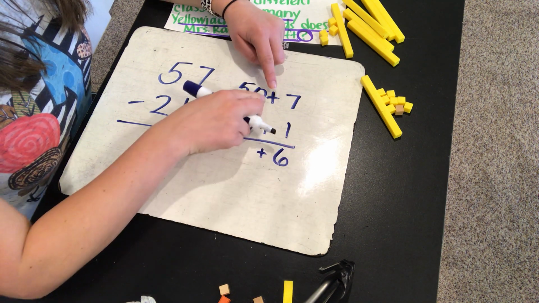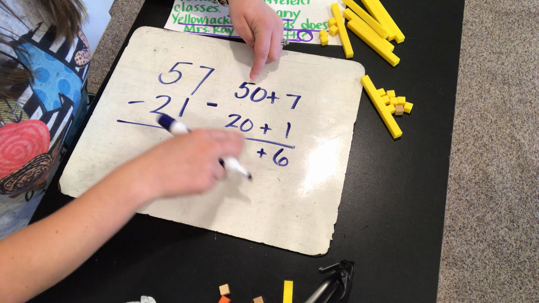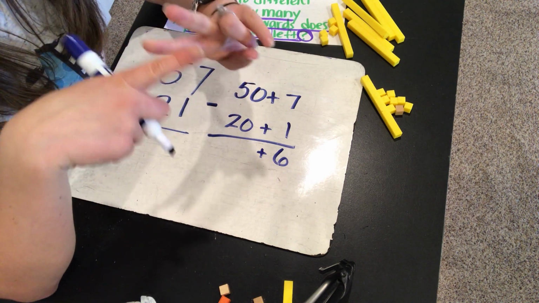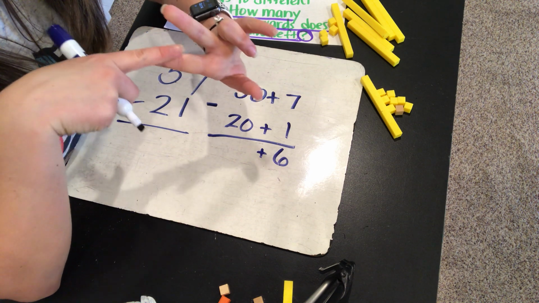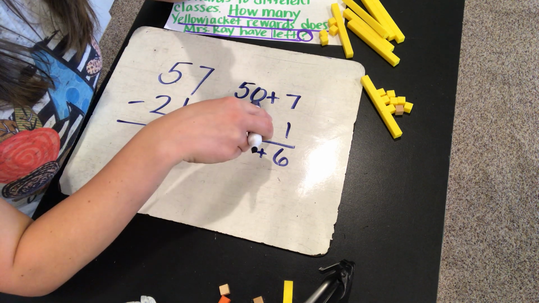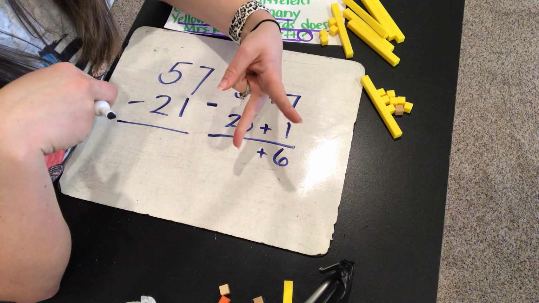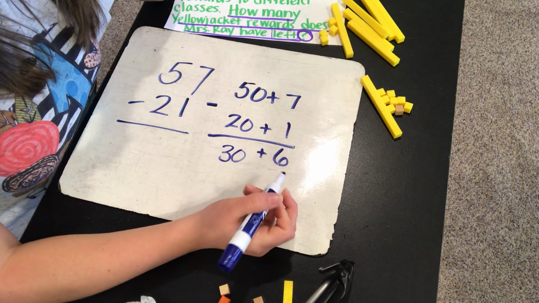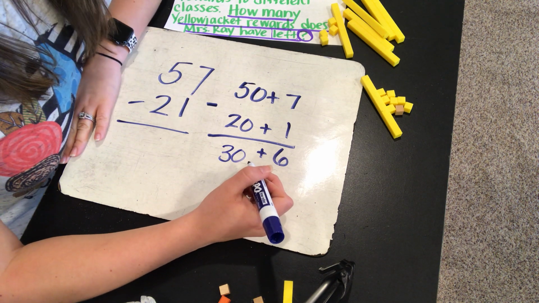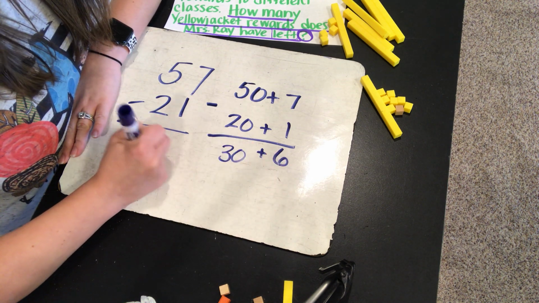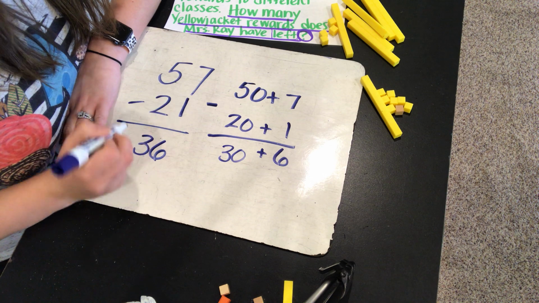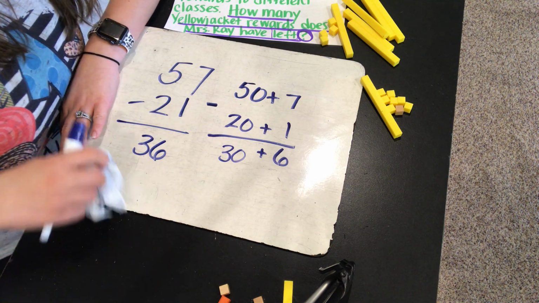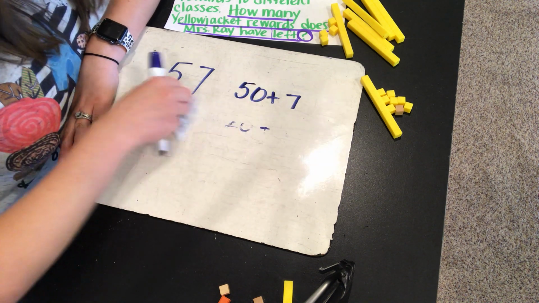And then we bring down our plus sign here. What is 50 take away 20? Well, let's count backwards by tens, and we're going to do that 2 times because 20 is 2 tens. So 50, 40, 30. So what is 30 plus 6? 30 plus 6 is 36. So 57 minus 21 is 36. Pretty cool. Okay, let's do one more.